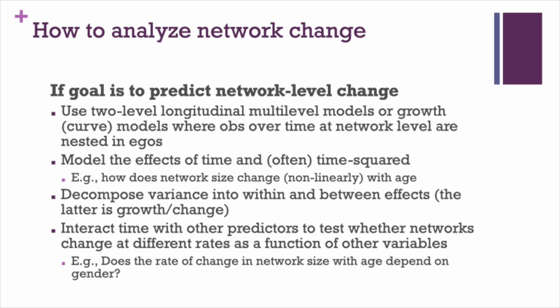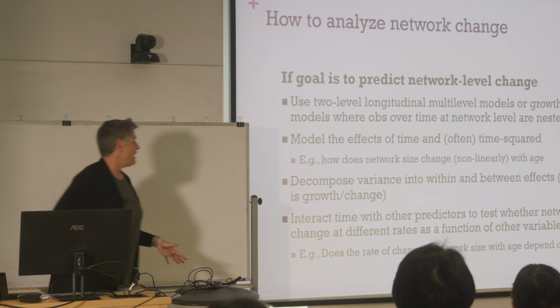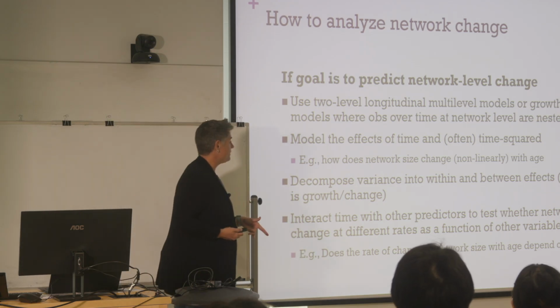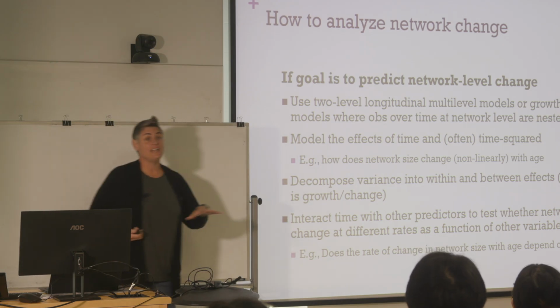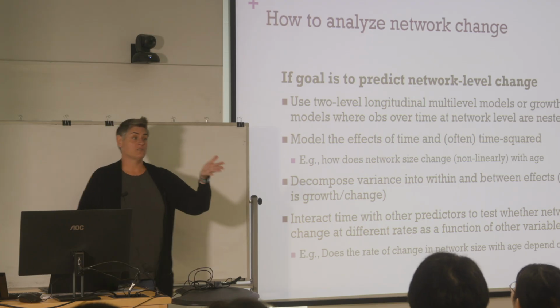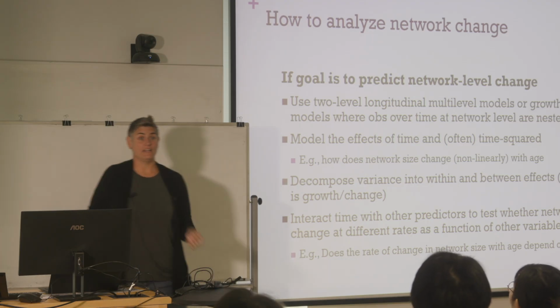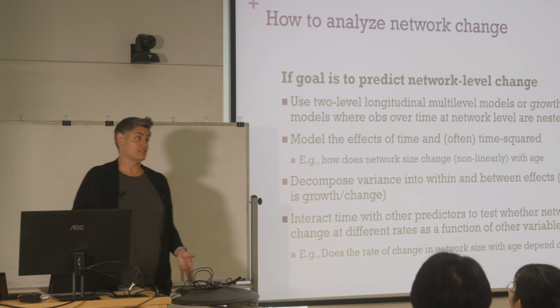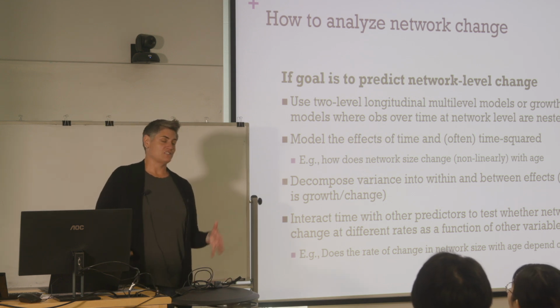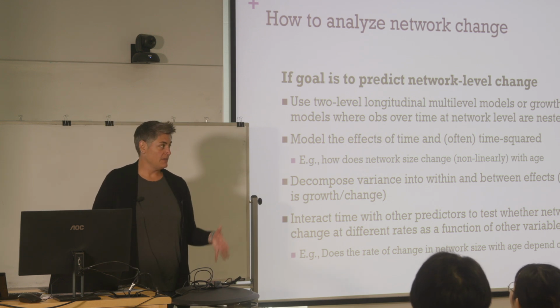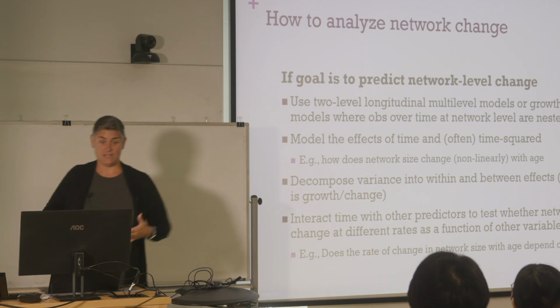If your goal is to predict network level change, you're going to use 2-level longitudinal multi-level models or growth curve models, which is exactly what I just taught you. So you guys can totally do this now, where the observations over time at the network level are nested in egos. So now you have observations at level 1 instead of alters, and you're aggregating to the network level. So you could model, for example, how network size changes over time, and those observations are going to be nested in egos.